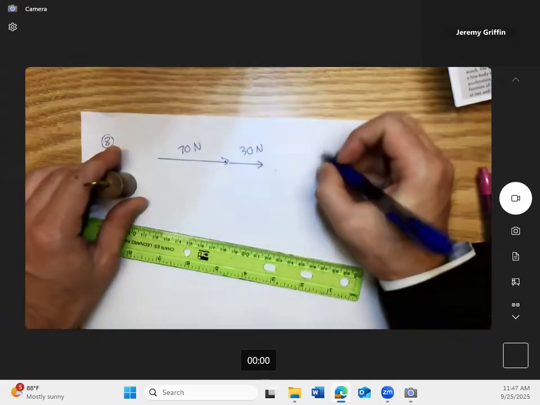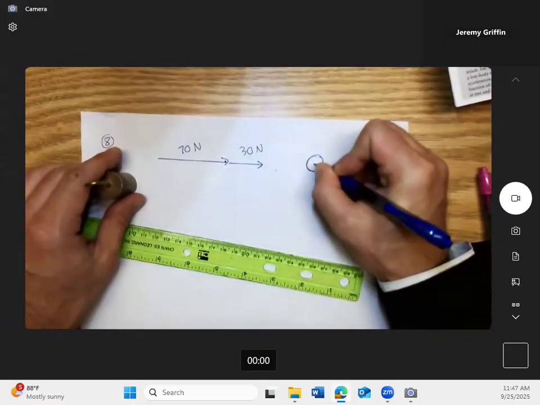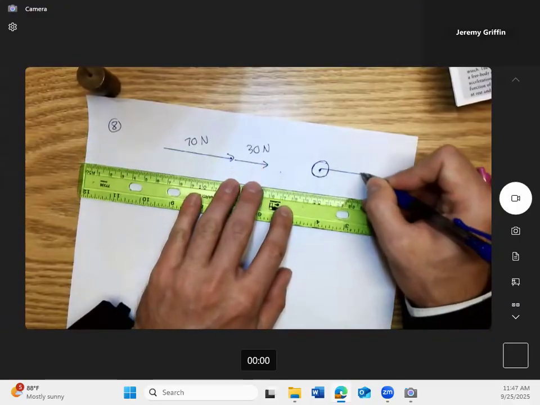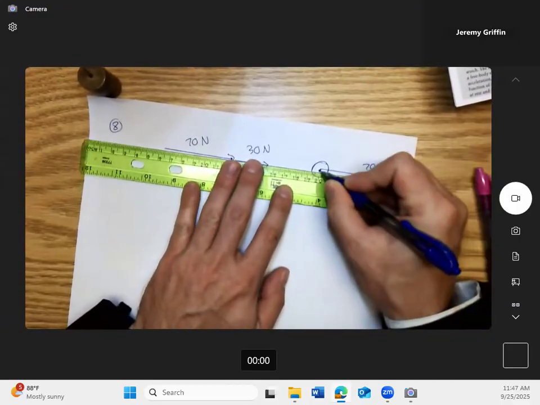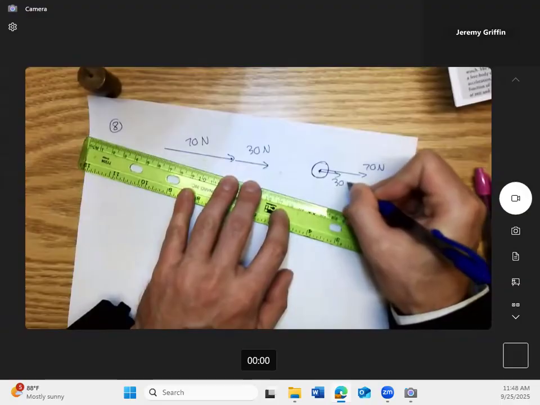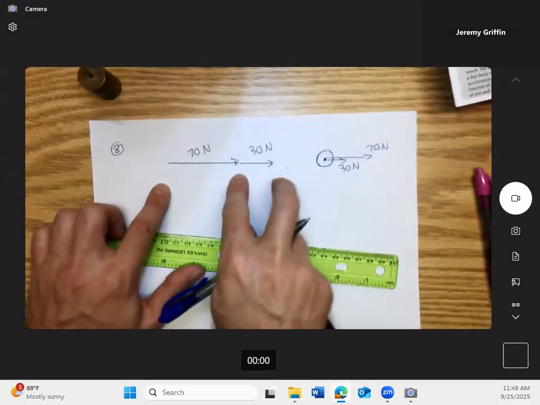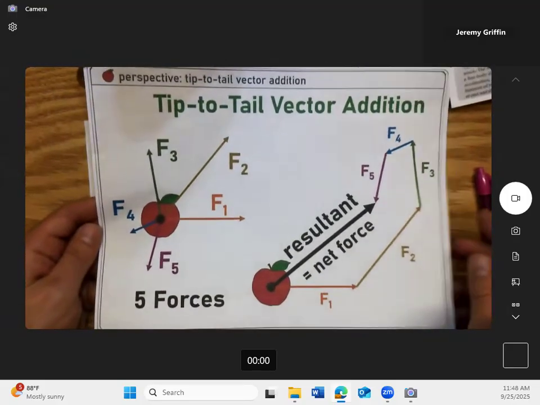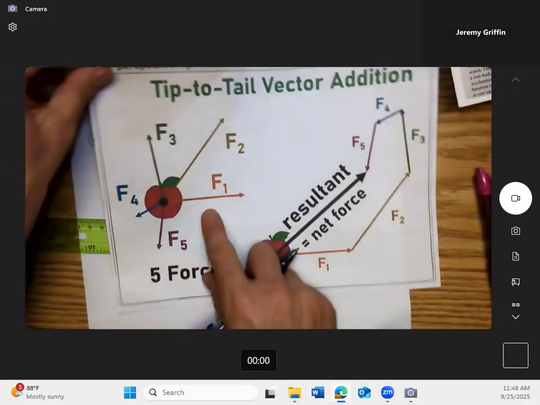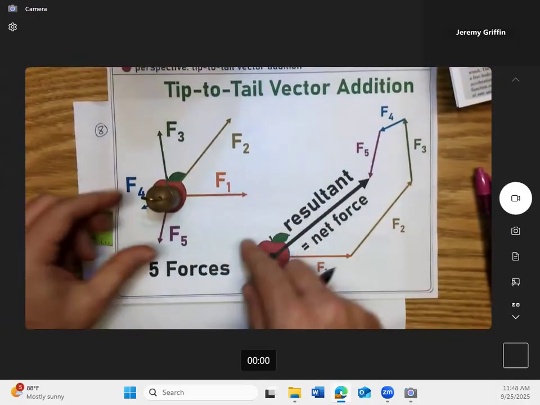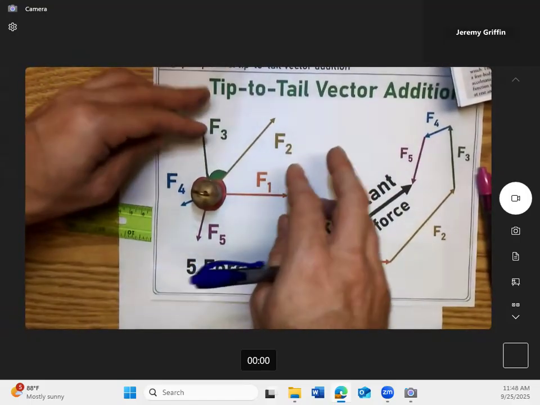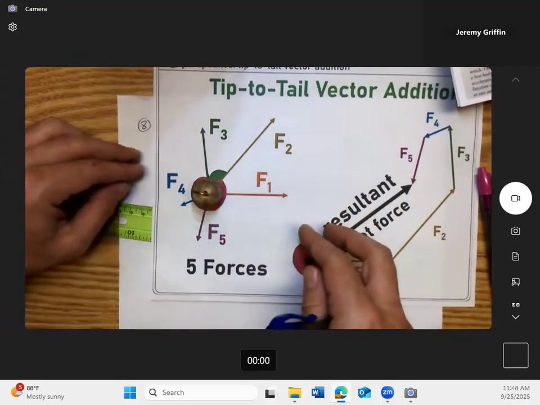That'd be correct. If I drew that as a free body diagram, I would do a center of mass dot, 70 newtons like this, and then 30 newtons like this. But if I'm adding them together, can I add those tip to tail? You remember tip to tail vector addition? Here's a reminder. Suppose this object has these 5 forces on it, so you can see it at a glance. I'm pushing a lot up and to the right, a little bit down, and a little bit to the left.